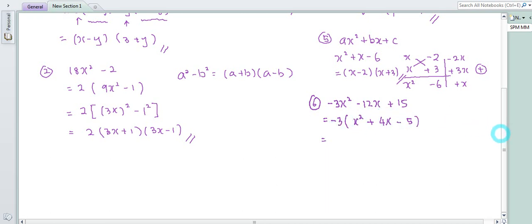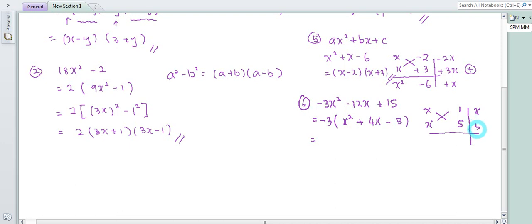Okay, correct. Now, for this part, we can start to do the factorization. Draw a cross like this. So x times x, you get x squared. Negative 5, we just think about 5. 1 times 5, you get 5, right? So cross multiplication, you will get x here, 5x. These two add up together, you need to get positive 4x. So I put positive here, put negative here. It's negative, follow negative, positive, follow positive.